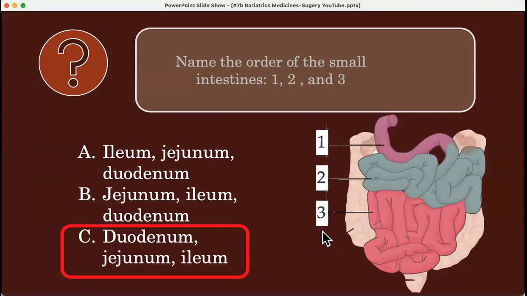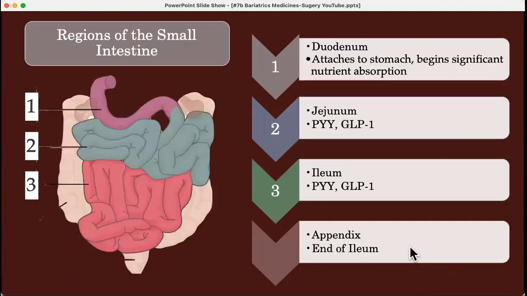the duodenum's first. It's coming off the stomach, connects with the jejunum, and then the ileum. So the duodenum is very high in nutrient absorption, also caloric absorption, of course. The second part is the jejunum right here, kind of the greenish part. And the third part is the ileum. All of these parts of the jejunum and ileum are responsible for the PYY and GLP-1 hormones that promote satiety.